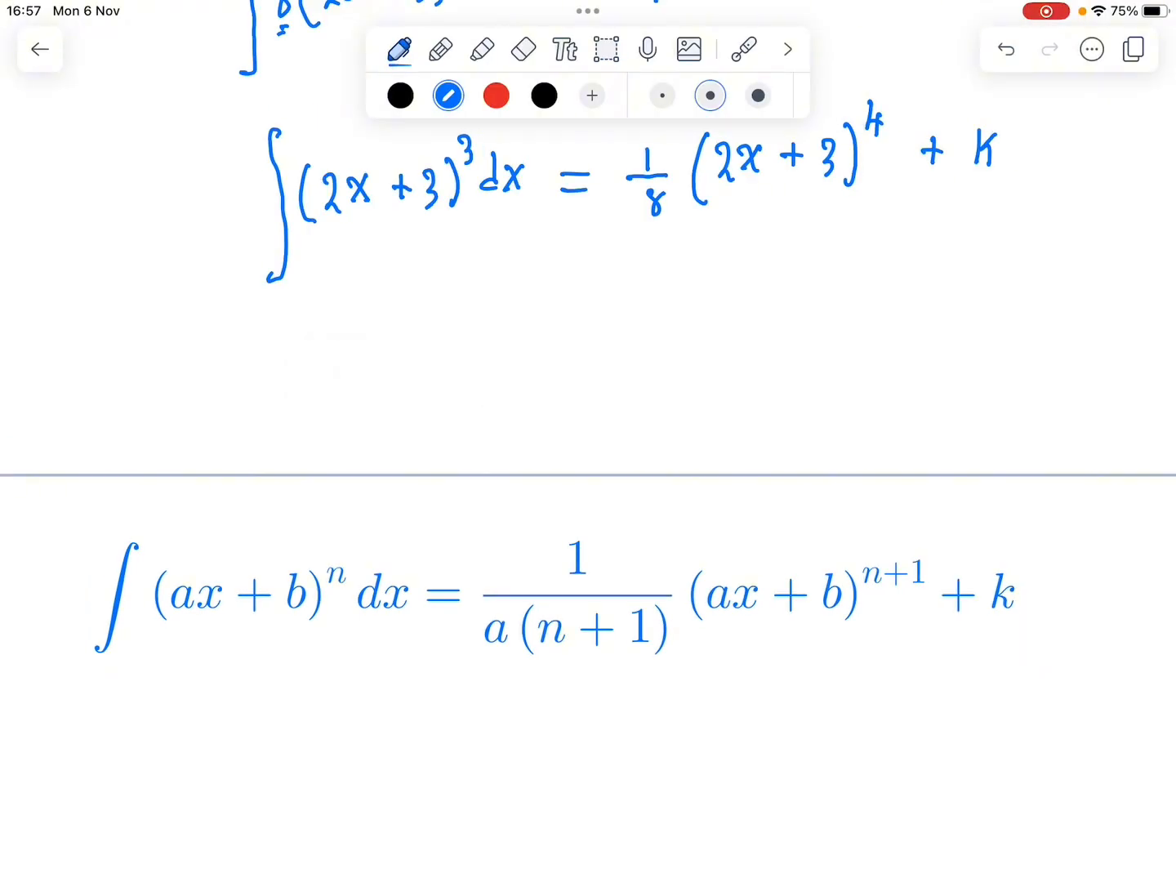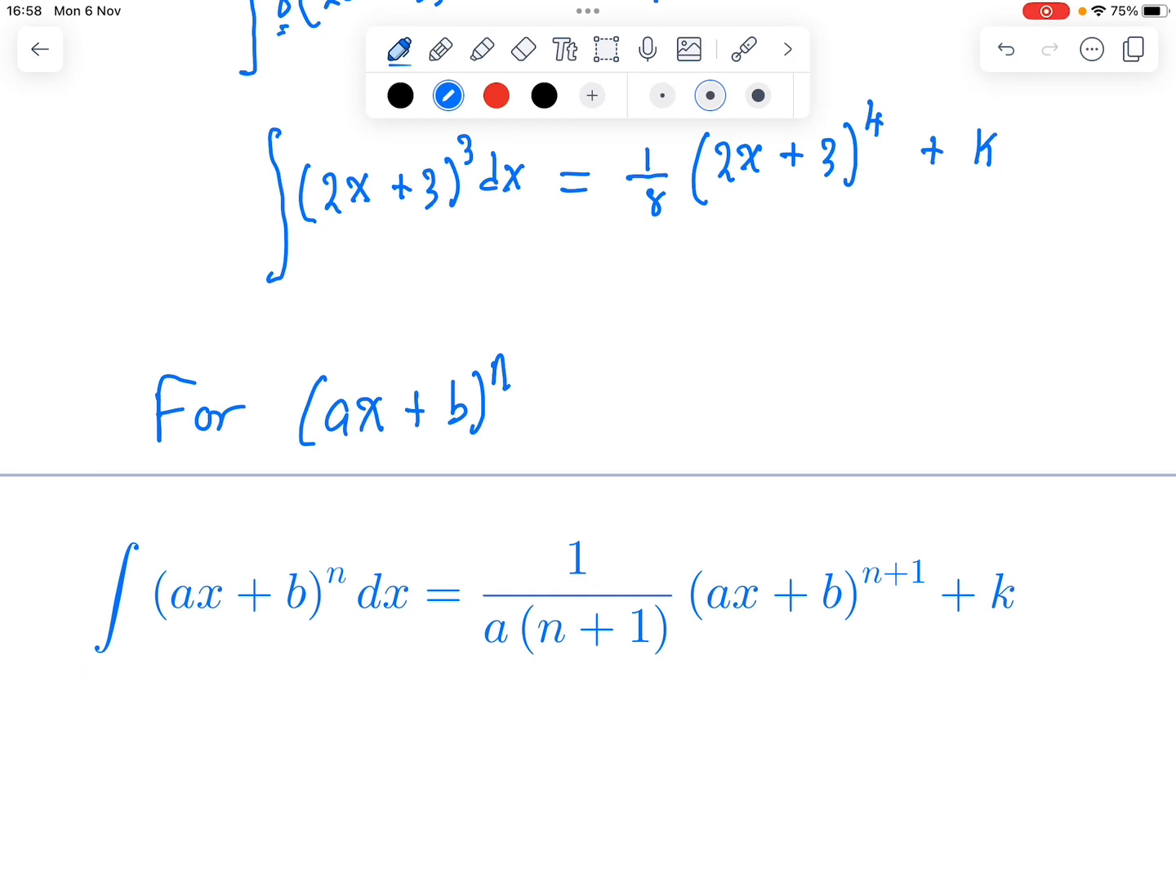So that should be the general definition. So the integral of ax plus b all to the power of n with respect to x, dx, is equal to 1 over a into the new power, which is n plus 1, all of this times ax plus b all to the power of n plus 1 plus k.